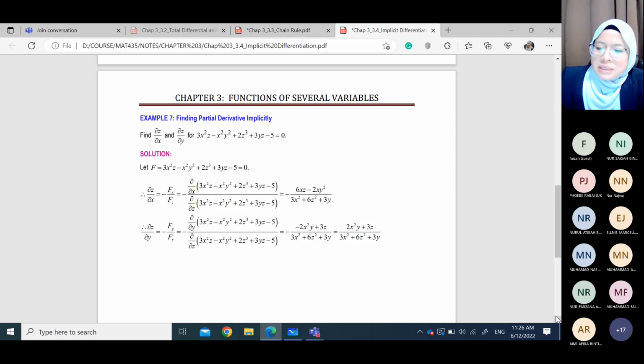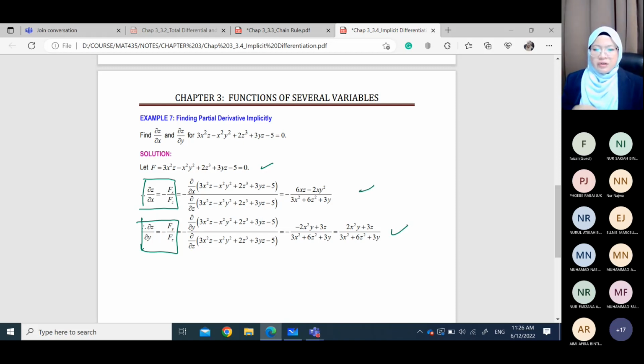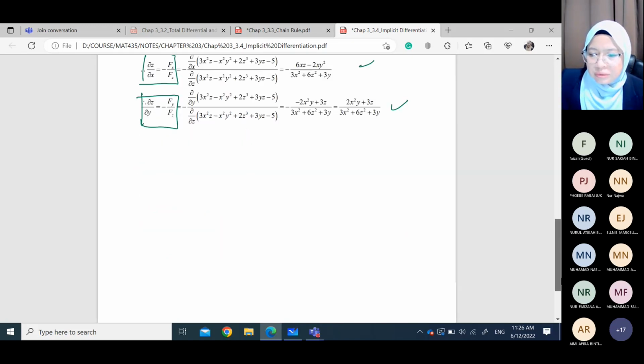So, this is the same. Finding partial derivative implicitly. So, we apply partial derivative implicitly. We have this formula. First we declare f. This is one method. So, you need to write like this. You have to declare f, and then apply it in the formula, and we have this answer. Okay, ada soalan? Tak ada eh? Kalau tak ada, good.